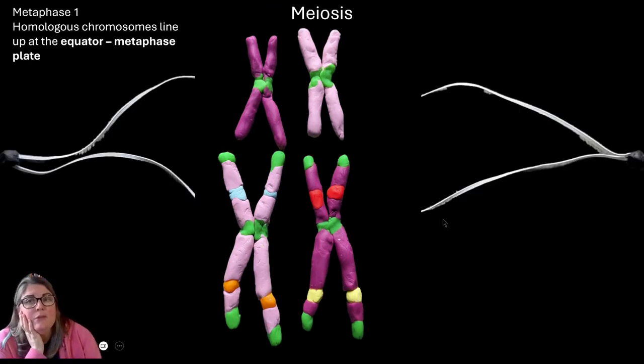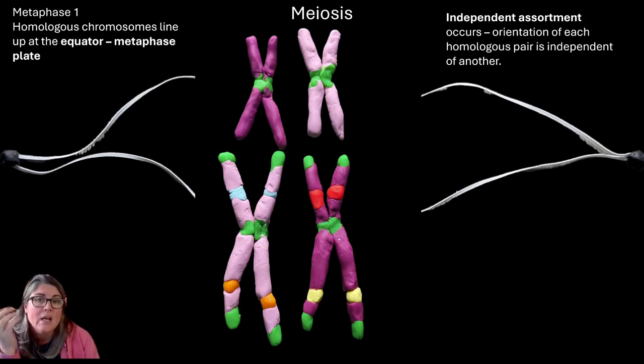So the thing for you to note is the next stage is metaphase. So metaphase 1 is where these homologous chromosomes are going to line up at the equator, which is also known as the metaphase plate. Now what's important to note is this is where independent assortment occurs.